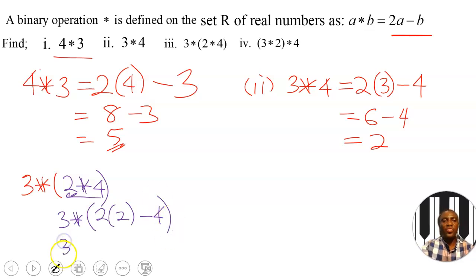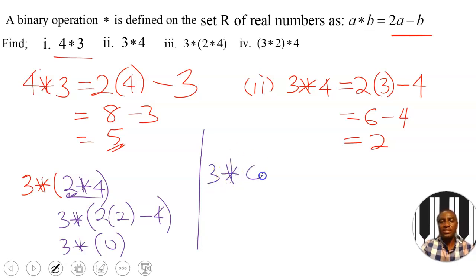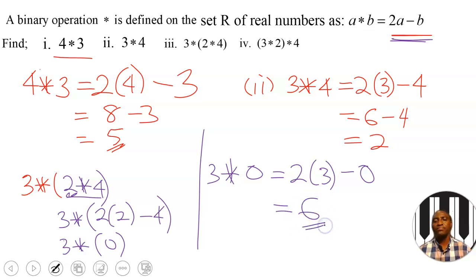Then we maintain our 3 star. The one in the bracket is going to give us 4 minus 4, and that is 0. Now we are left with working with 3 operation 0. And by the definition again, it will be 2 times the first number, then minus the second, which is 0. And so the final answer for that will give us 6.